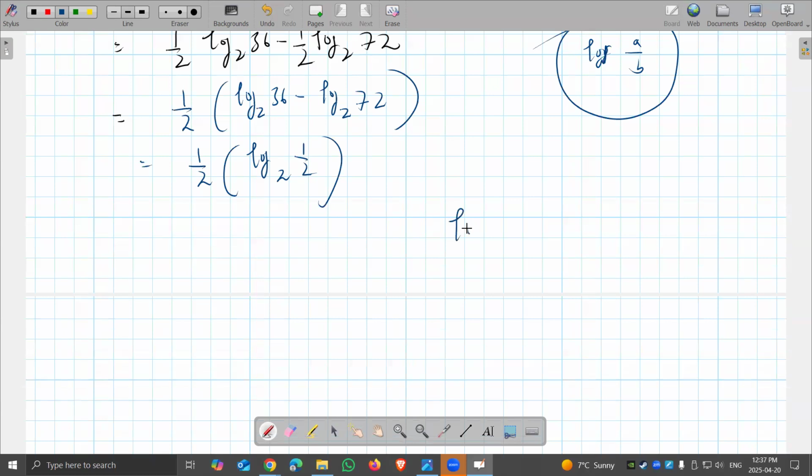So now we have this equation. Log base 2 of 1 over 2 is x. In other words, 2 to the power of x is 1 over 2. If 2 to the power of x is 1 over 2, what is x equal to?